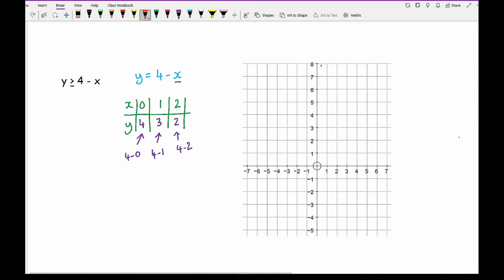Then all I need to do is plot those coordinates. So I've got 4, 0, which is here. I've got 1. Oh, I plotted that wrong. Let's just, again, typical mistake that most people make. So 0, 4 is here. I've got 1, 3. And I've got 2, 2. Now all I need to do is join those points up. And again, I need to decide, am I using a solid line or a dashed line? Because obviously it can equal, it's going to be a solid line.